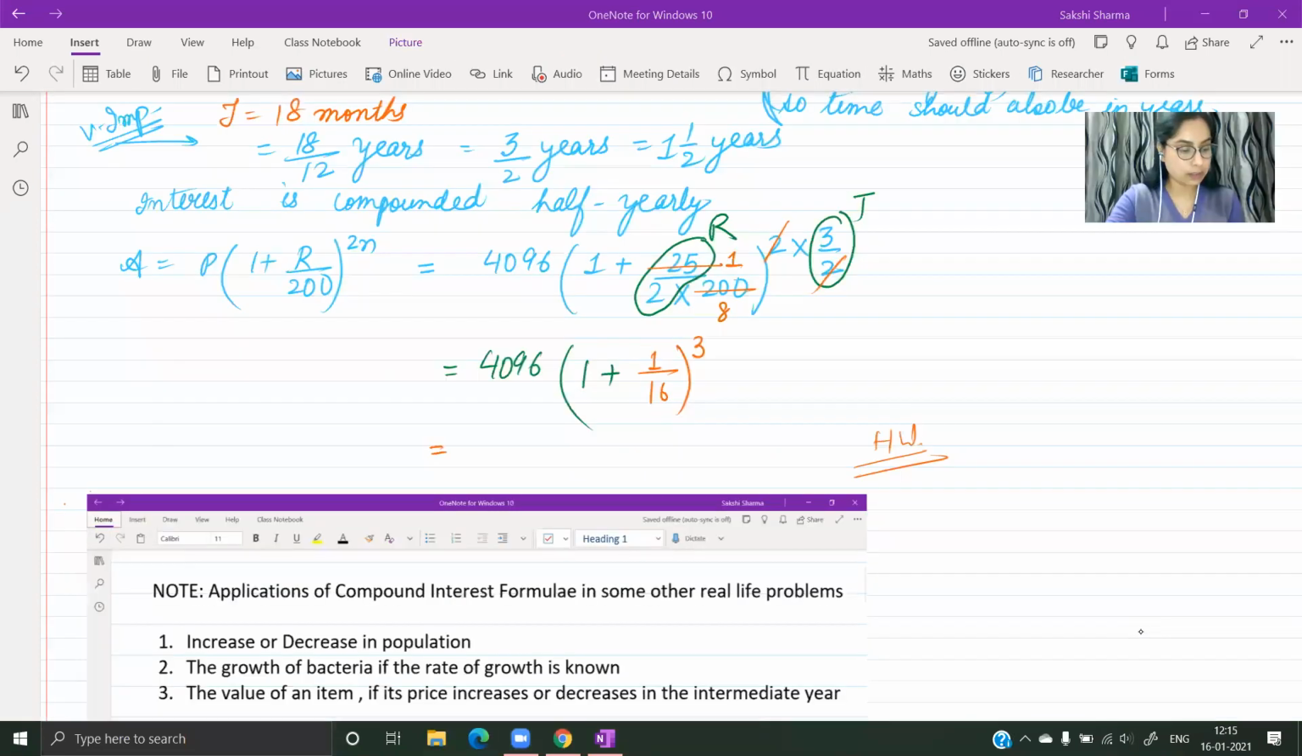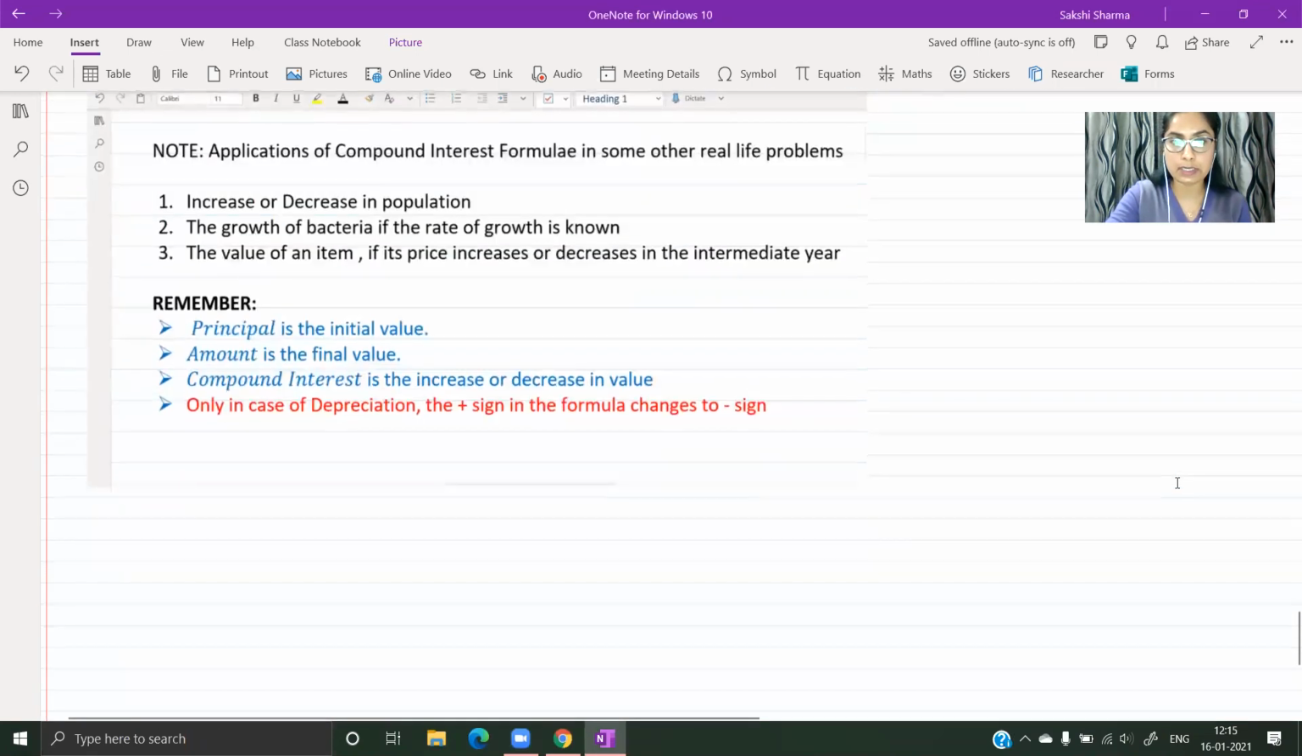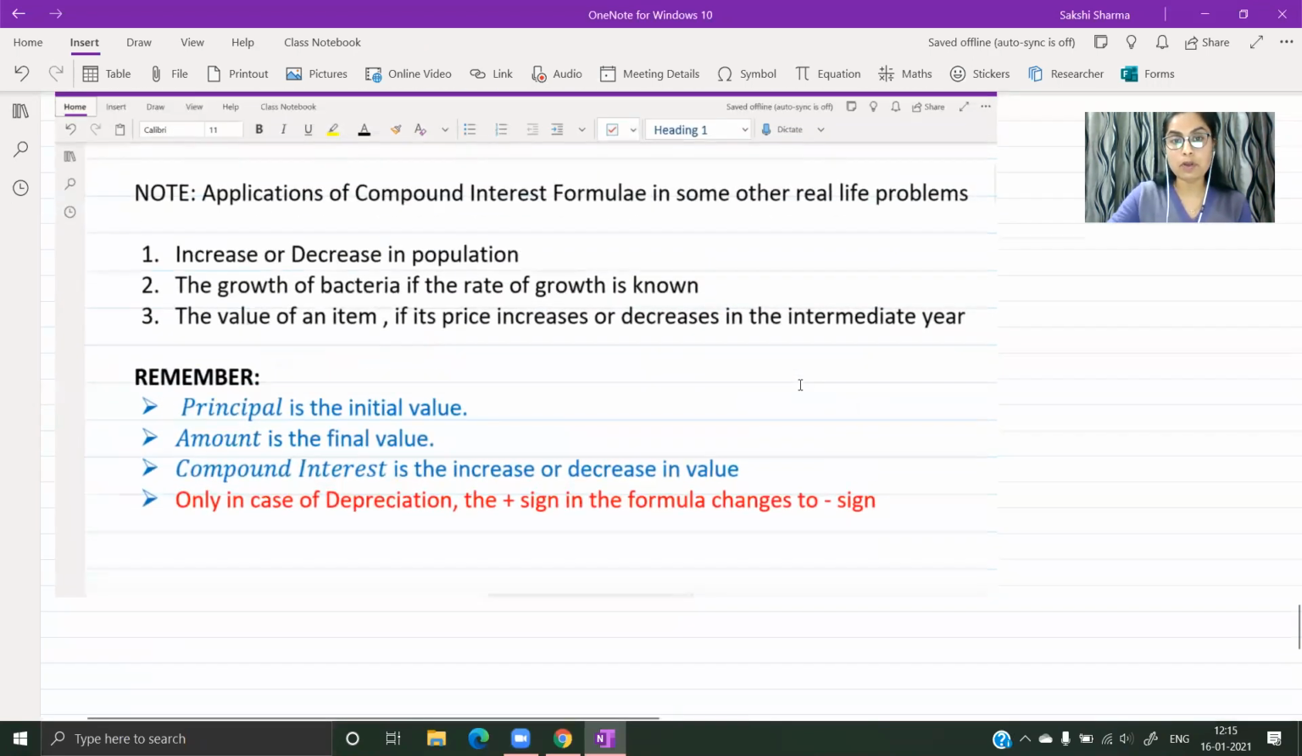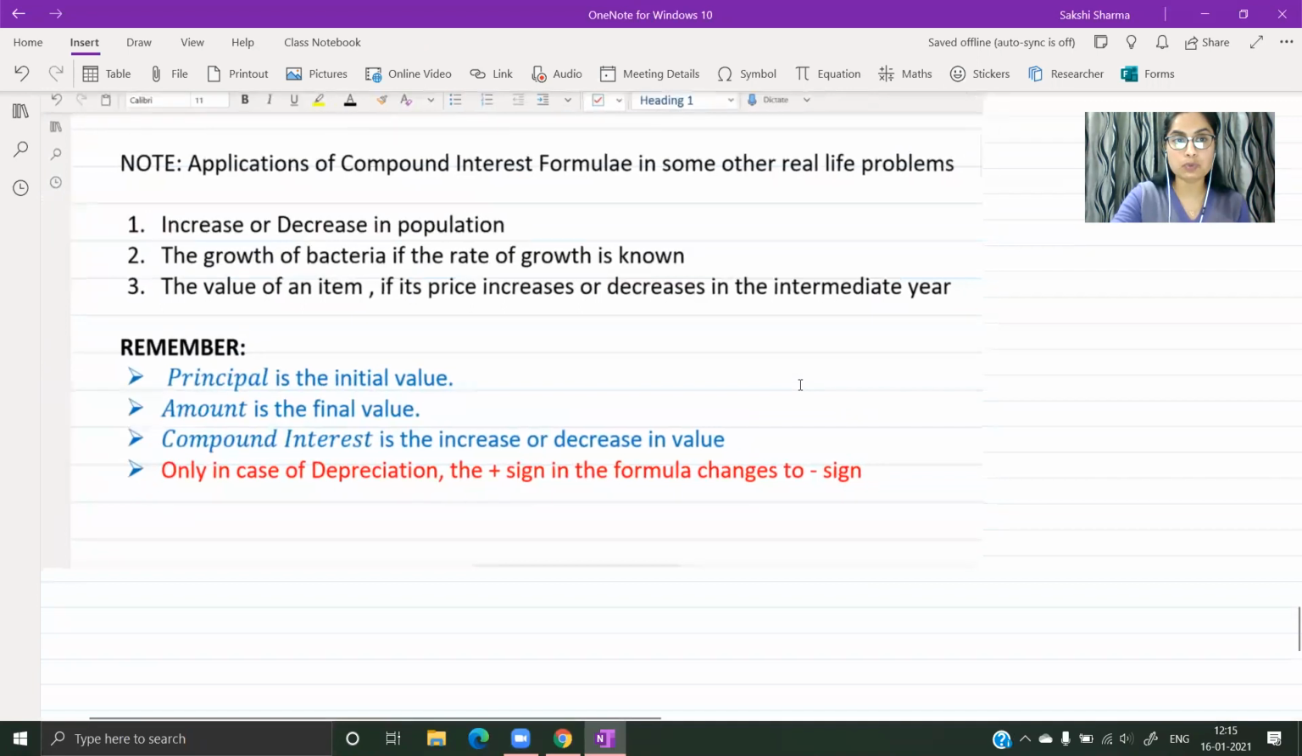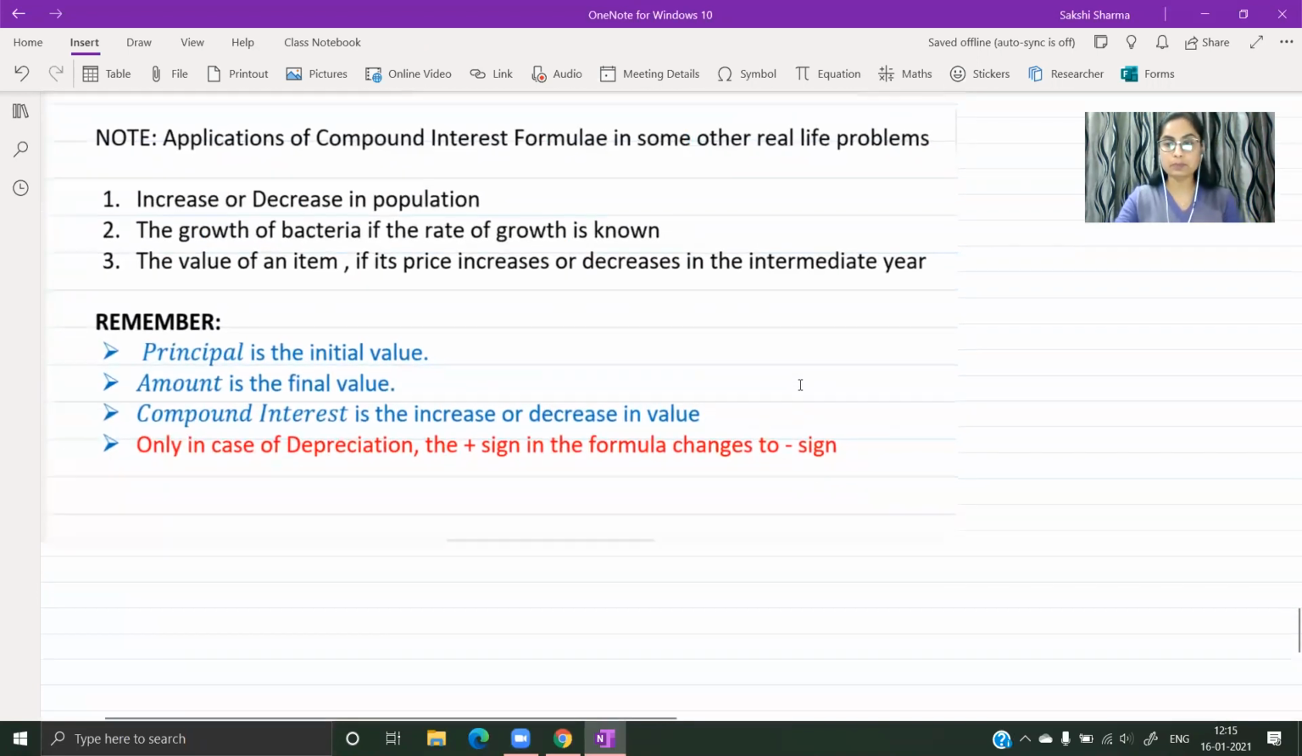Let me know if you've done. Anyone who's writing down? For the next 2 questions, there is a note you want to write down. I will be sharing it afterwards. You can just leave a few lines. You have to write down this note that the formula for compound interest can also be used to solve some other real life problems, the ones which are not related to banking.